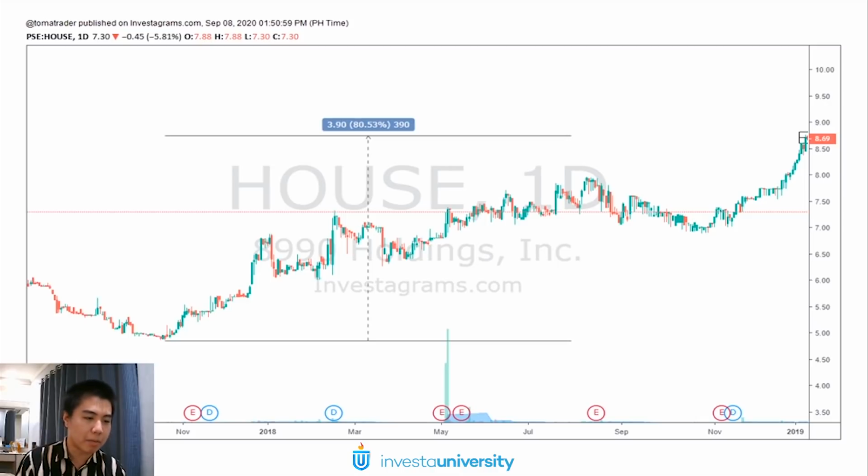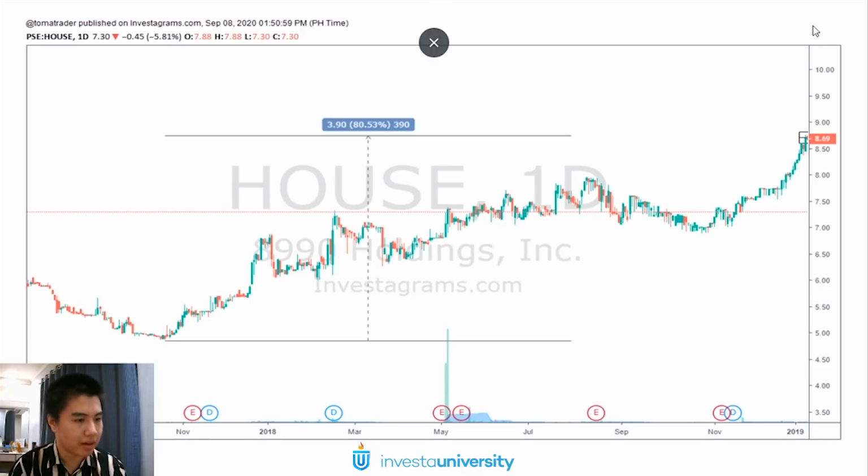So ito, puro ano lang parang di ko naman na-trade yung mga yun, di ba? Di ko naman na-trade yung mga yun. So I'll show you some stocks na personally na-trade ko. This house. Jose House from the bottom to the top went up 80%.